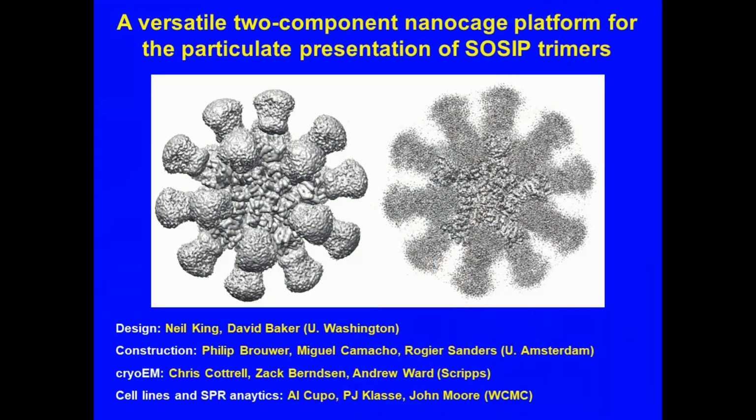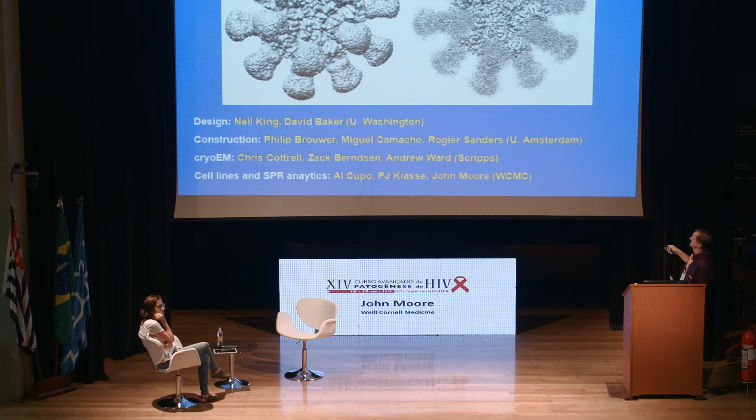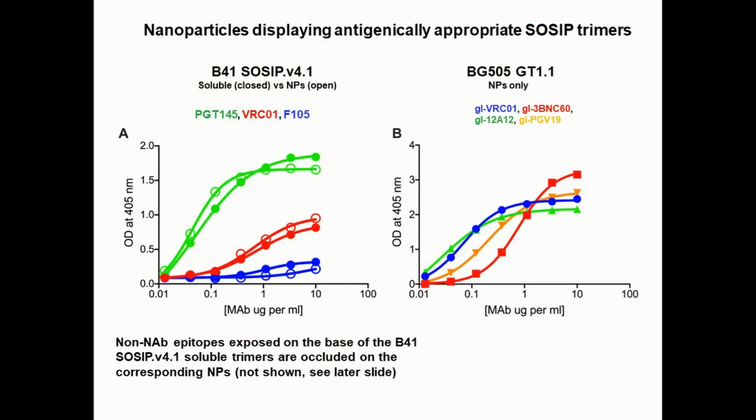And here's another design that we're working on with Neil King and David Baker. This is a protein-only design, and this is cryo-electron microscopy of the I53-50 particle. These are SOSIP trimers on a protein nanoparticle core. And you can get a nice electron microscopy image of them. And we can do immunogenicity studies with these and understand them better. And here's an experiment with nanoparticles displaying SOSIP trimers. This is a nanoparticle design we've made in our lab.